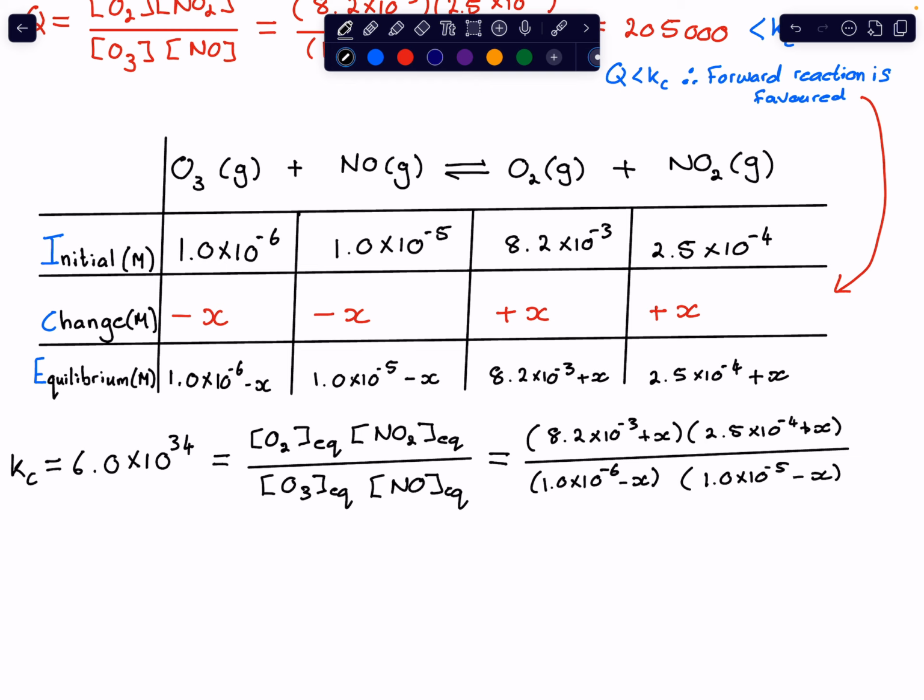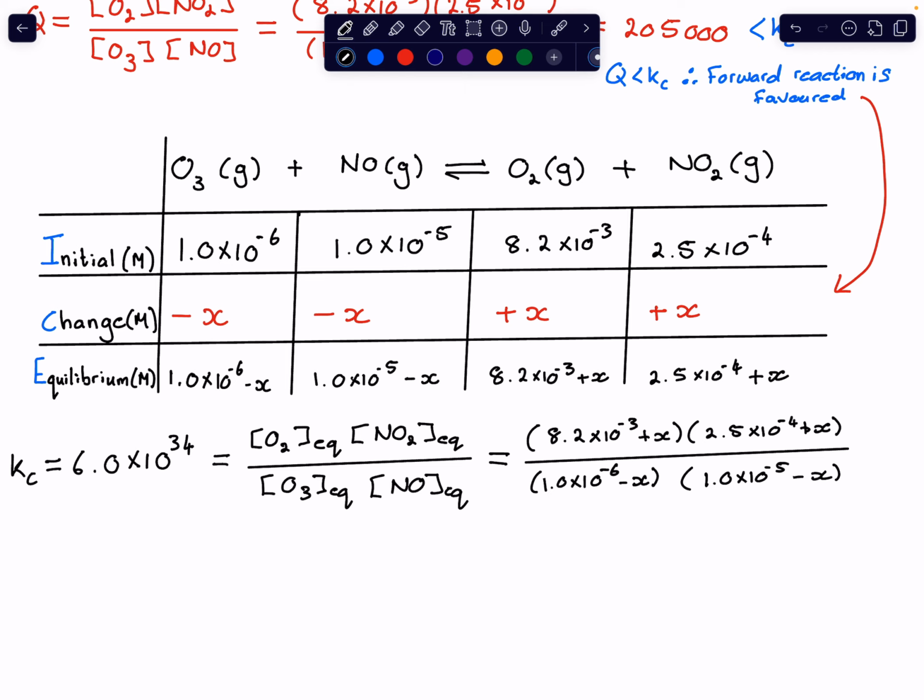Alright, important test. Can we do the approximation? I hope it should be obvious that Kc is a very big number and none of our initial concentrations even come close to that Kc number. So an approximation is not valid here.